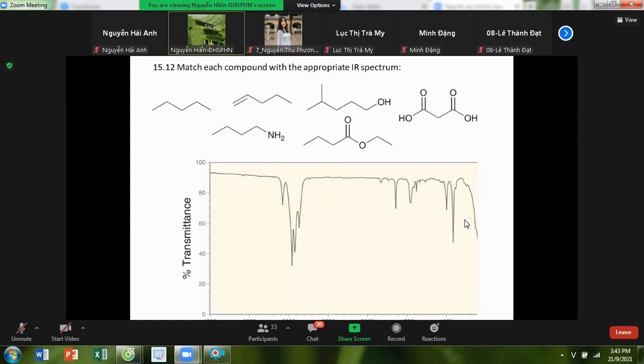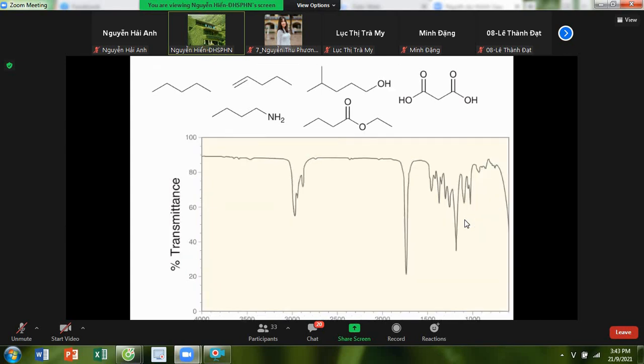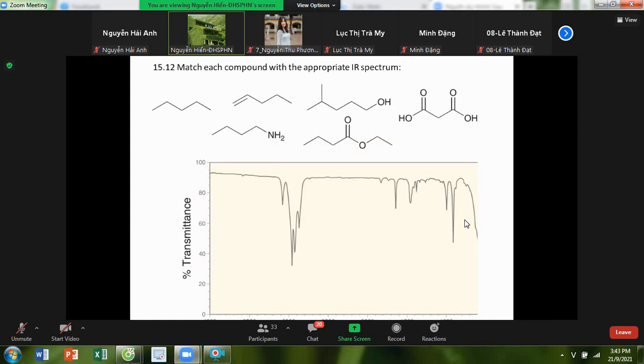Okay, match each compound with the appropriate infrared spectrum. Đây chúng ta sẽ làm nhanh được không? Oops. Đây chúng ta sẽ làm nhanh nhé. Chúng ta sẽ không nói chi tiết được không? Để chúng ta nói từ từ vậy.